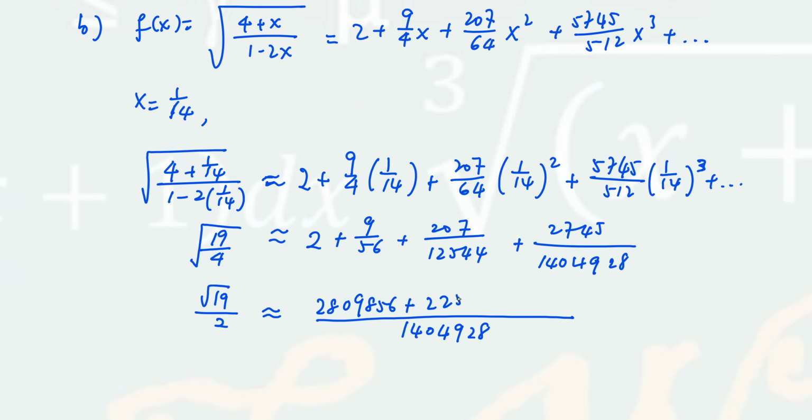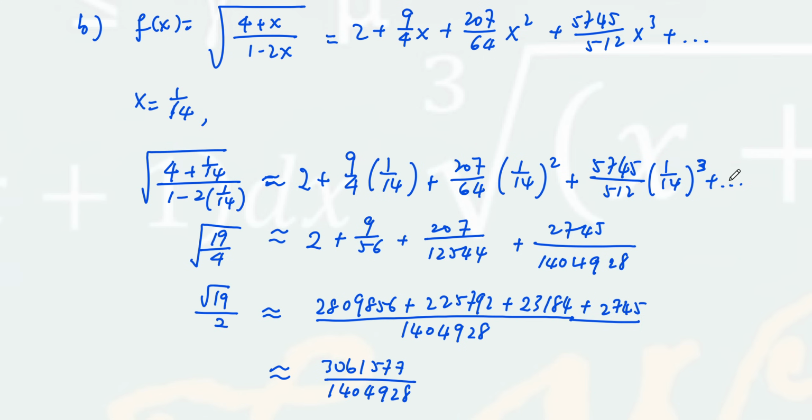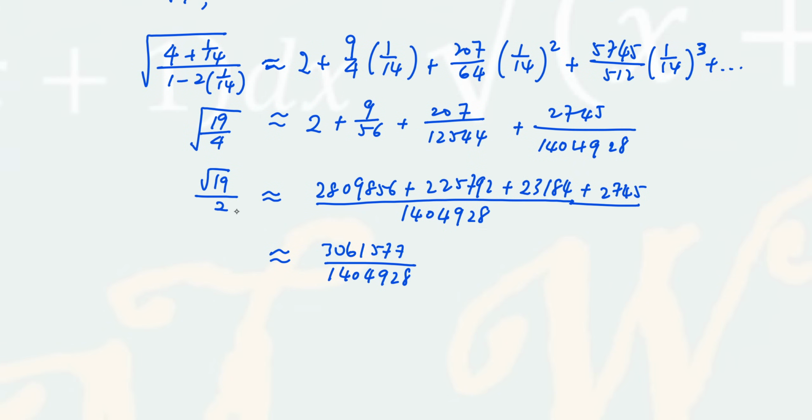So that is 225792. And the next one is 23184. Lastly, just copy 2745. Okay, then from here, I simplify the right side first. This is going to be 3061577 over 1404928. And now the over 2 on the left hand side can be moved up.